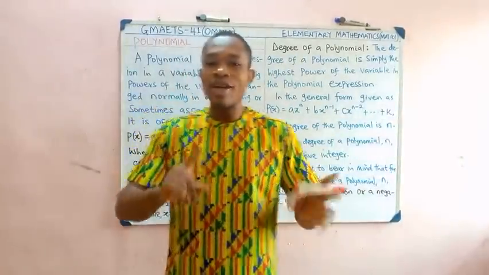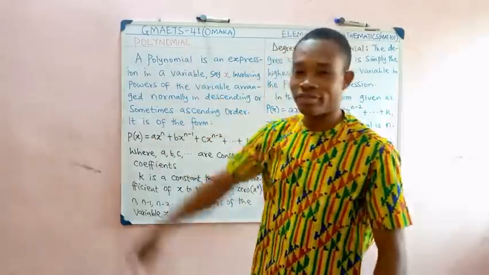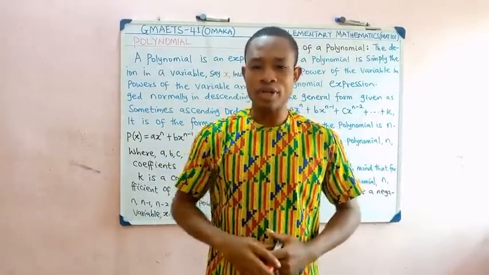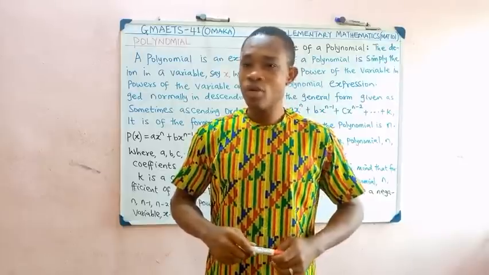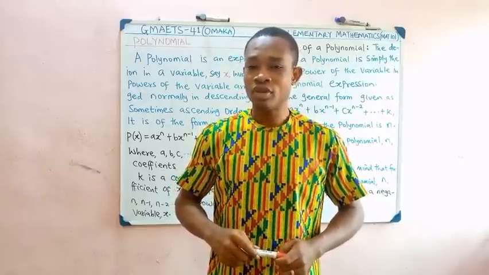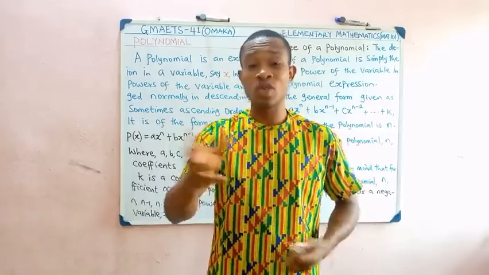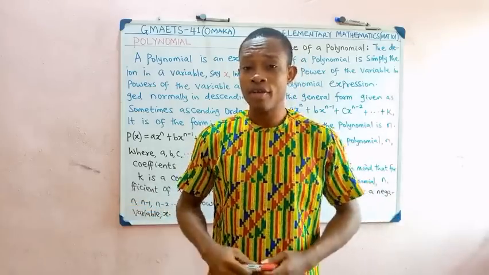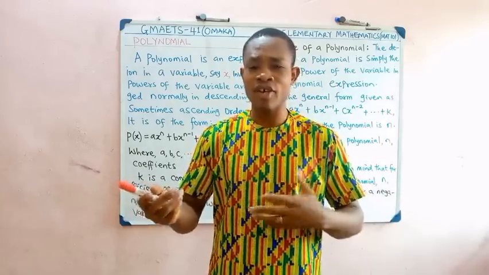In this video, we want to look at the topic polynomial. What is a polynomial? Now, the polynomial contains a variable. The variable is an alphabet, depending on what you want to use. But in most cases, we use x. Sometimes you can say the variable to be y. A variable is something that takes different values. The value is not constant, it changes.